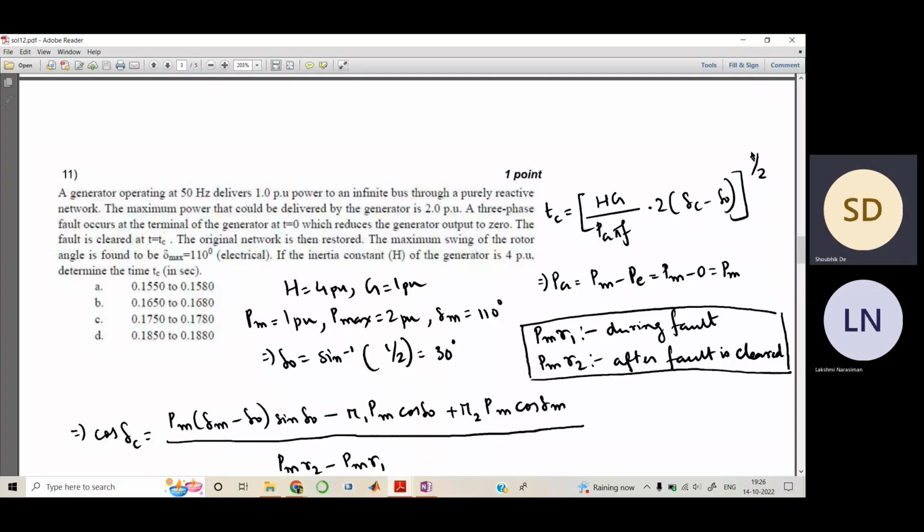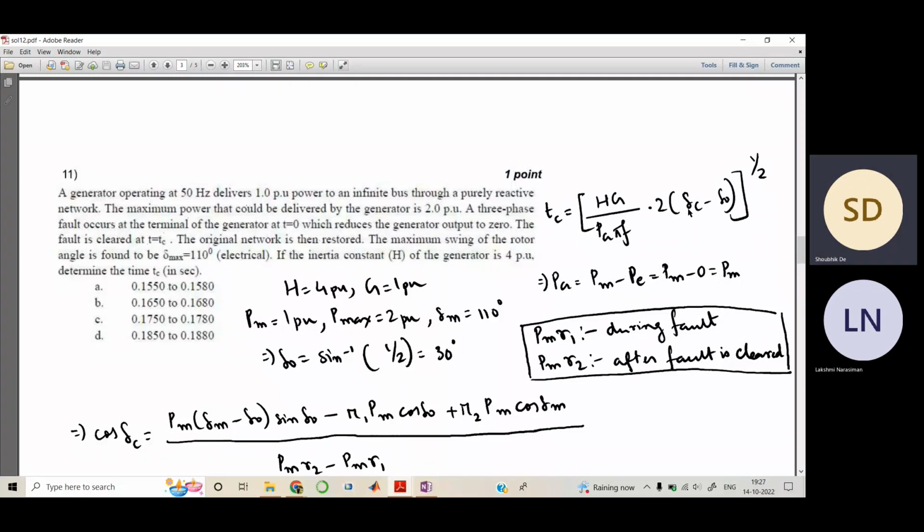If you look into the literature, this is the formula for the critical clearing time. Only this PA is the acceleration power, which is your PM minus PE at the time of fault. At the time of fault, they have told that the generated output is reduced to zero. Therefore, your PE is zero, so your acceleration power becomes PM.